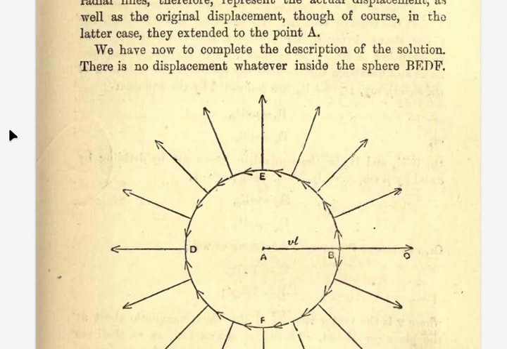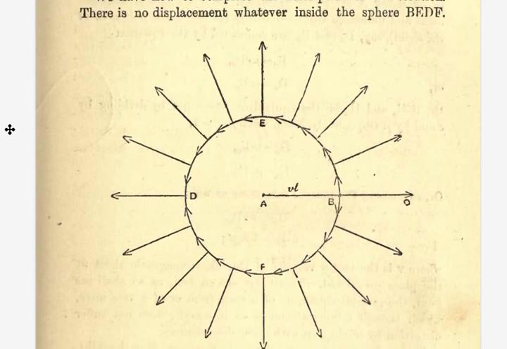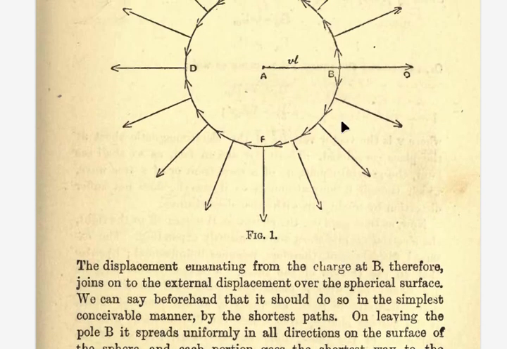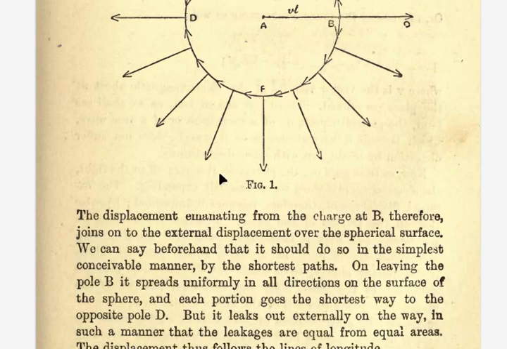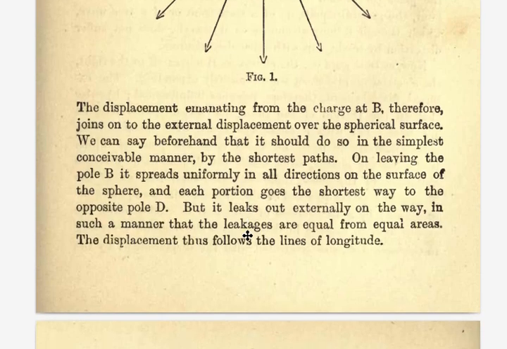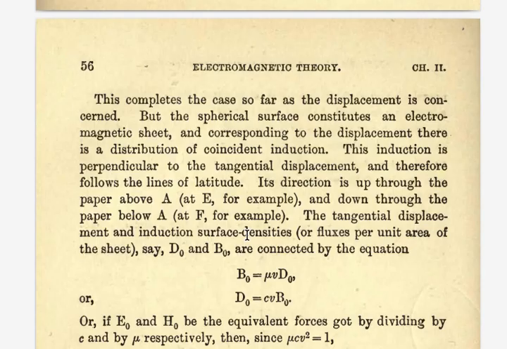We have now to complete the description of the solution. There is no displacement whatever inside the sphere BDF. The displacement emanating from the charge at B, therefore, joins on to the external displacement over the spherical surface. We can say beforehand that it should do so in the simplest conceivable manner, by the shortest paths. On leaving the pole B, it spreads uniformly in all directions on the surface of the sphere, and each portion goes the shortest way to the opposite pole D. But it leaks out externally on the way, in such a manner that the leakages are equal from equal areas. The displacement thus follows the lines of longitude. This completes the case so far as the displacement is concerned.